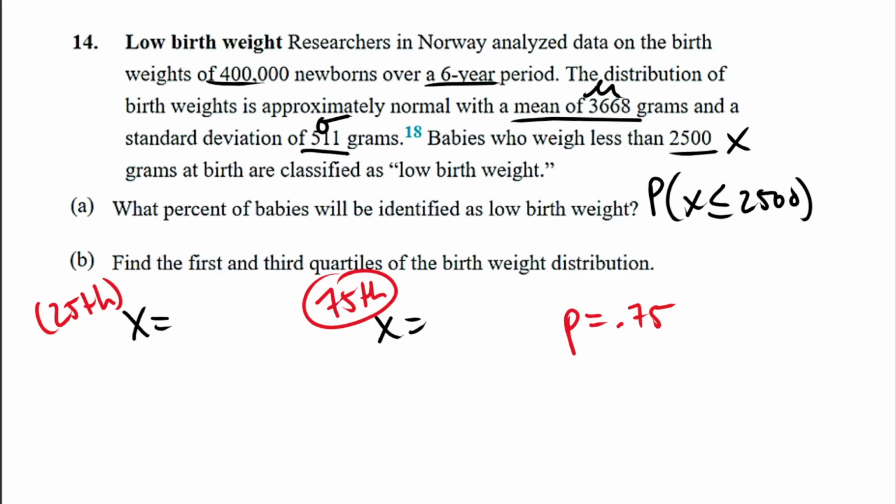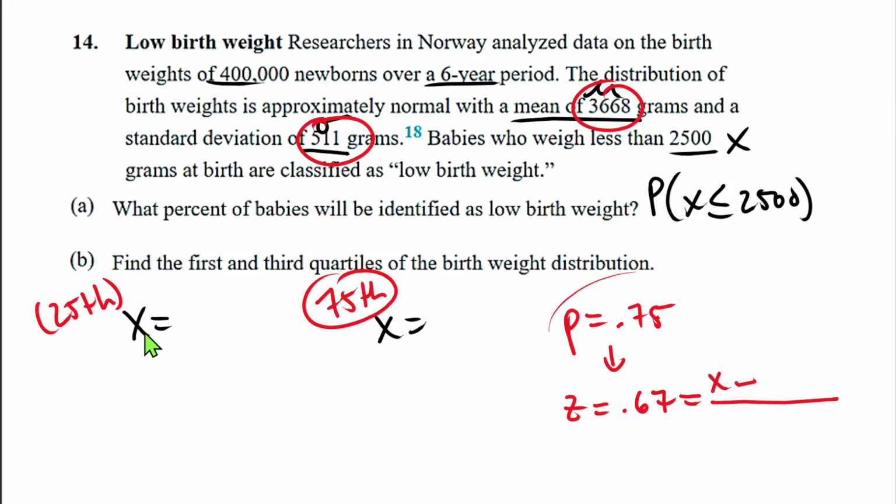So when the percentile is 0.75, the z-score for that percentile is 0.67, meaning that 0.67 of a standard deviation above the mean is where the 75th percentile is. Once you know the z-score, you can set it equal to x minus the mean divided by the standard deviation and solve for x.